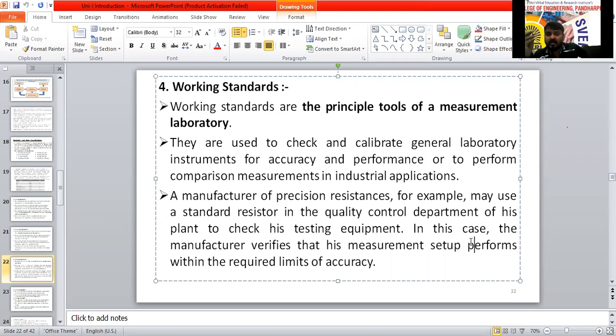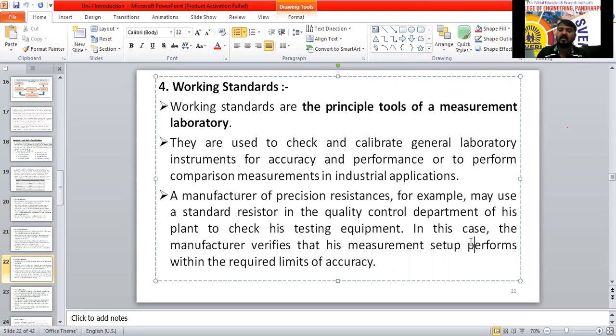The manufactured equipment will go for testing. We will verify that from the national laboratories or industrial laboratories. Then they will get the permission to launch that resistance. They can sell it now. That is called working standards. Whoever is manufacturing has their own working standards.